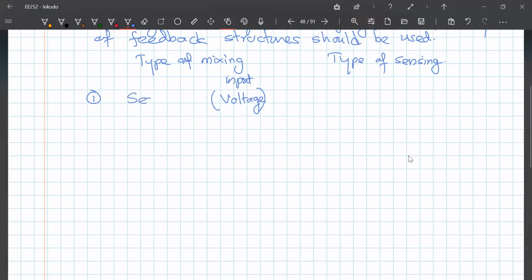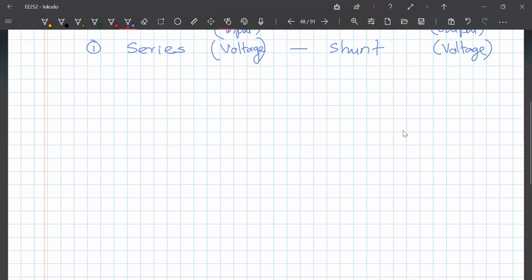So therefore we use this series type of mixing. And if my output is also a voltage, this is the input side, this is the output side, then I have to sense the voltage using a parallel connection. Parallel is called shunt type connection. So these kind of things are called series shunt feedback. The series is the mixing type, shunt is the sensing type. So mixing, sensing, feedbacks. So this is a voltage feedback thing, and you take the output as a shunt.